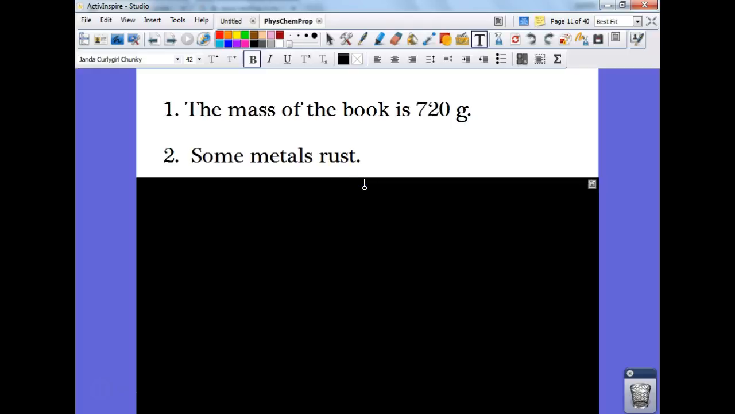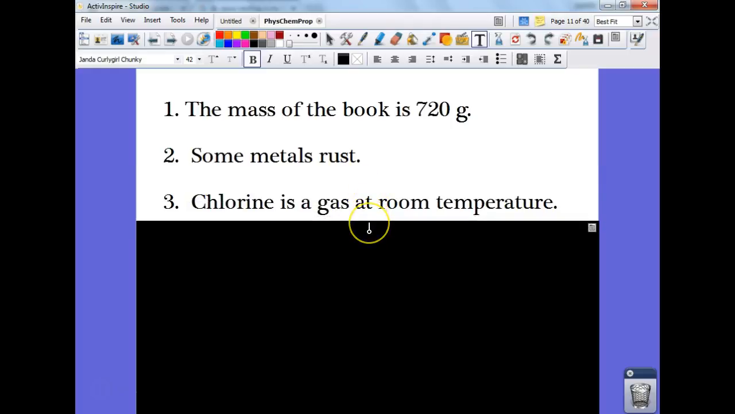Here's the next one. Oh, Miss Ewing, you are so mean. Chlorine is a gas at room temperature. Is that physical or is that chemical? What property is that referring to? Write down your answer, cover it up. I'll call somebody in just a second. I'm not going to do hands. I'm just going to call somebody wherever I feel led. Keep your work covered, please.